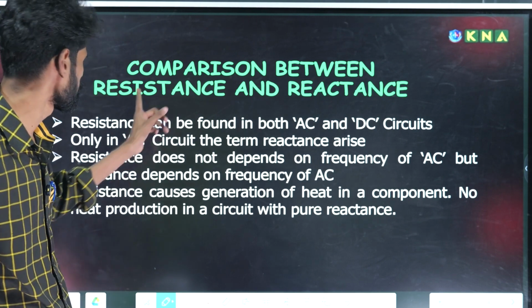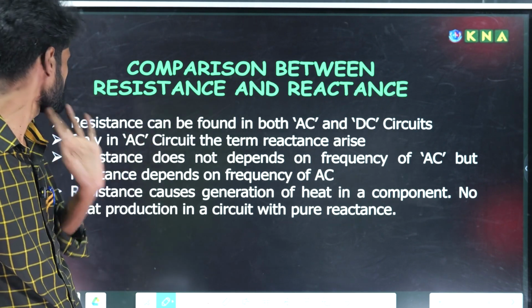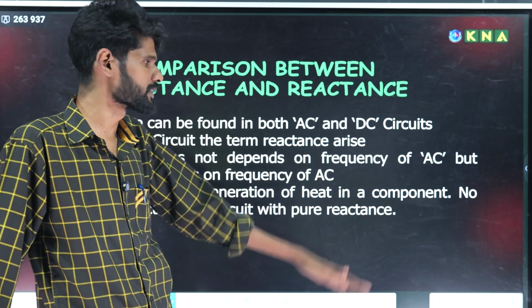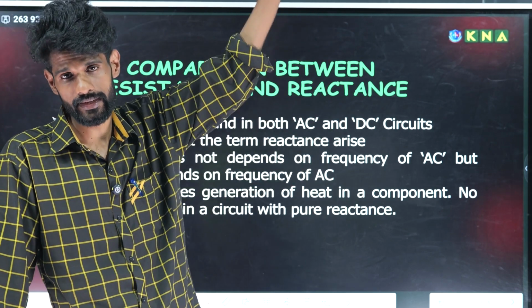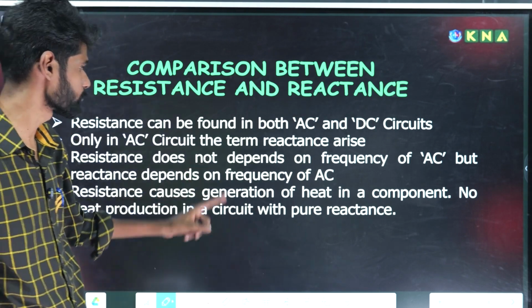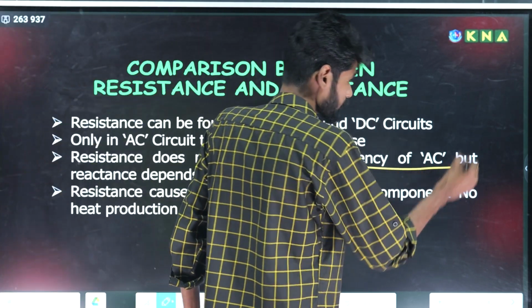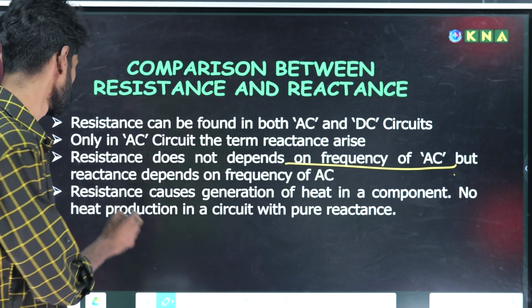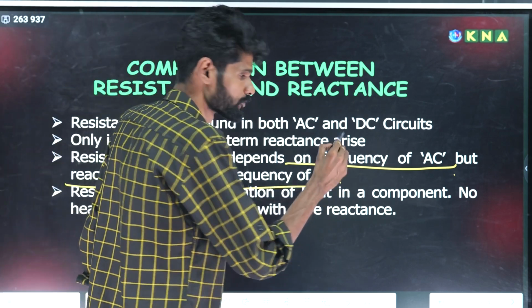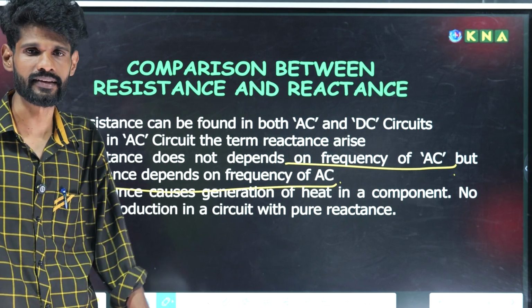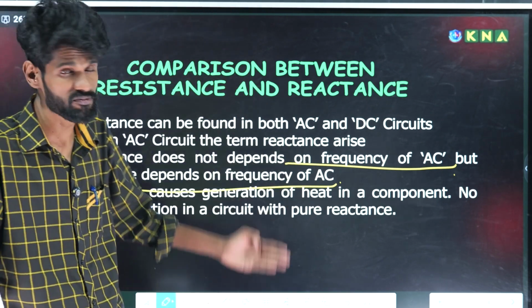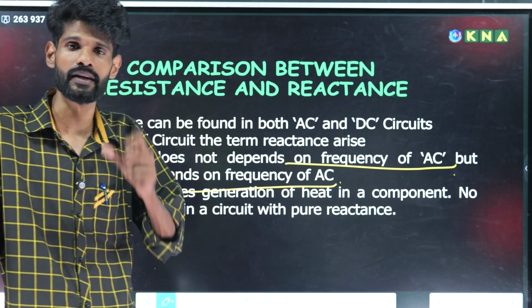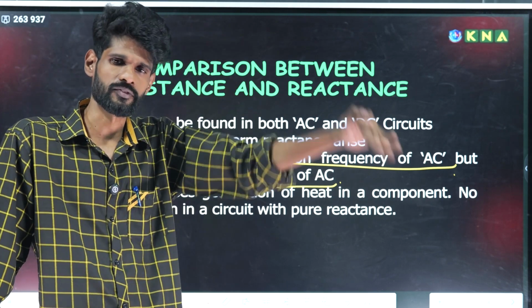Okay, so here is a comparison between resistance and reactance. Resistance can be found in both AC and DC circuits. Only in an AC circuit does the term reactance arise. Also, resistance does not depend on the frequency of AC, but reactance depends on the frequency of AC. Inductive reactance is directly proportional to frequency, and capacitive reactance is inversely proportional to frequency. Whether frequency increases or decreases, resistance does not change.